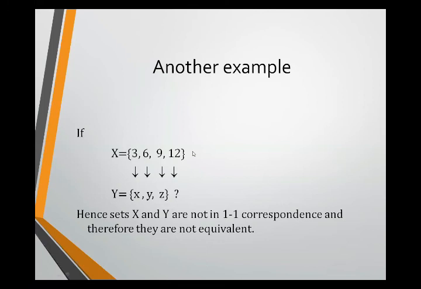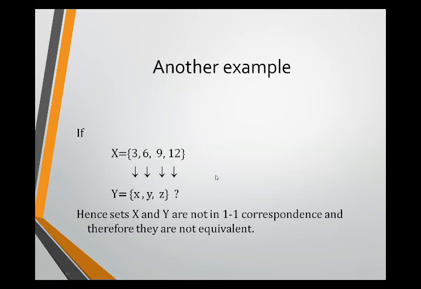So if we establish their correspondence, they are not in one-to-one correspondence. These arrows show the correspondence between these elements. If 3 corresponds to x, and 6 corresponds to y, then 9 corresponds to z, then 12 corresponds to which element? There is no other element in set Y.